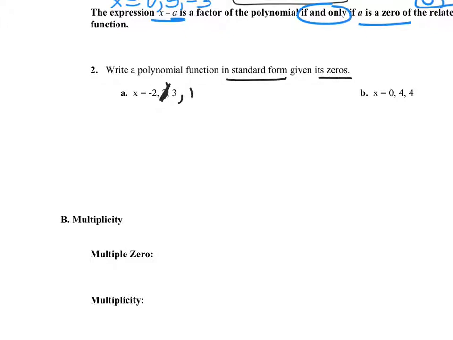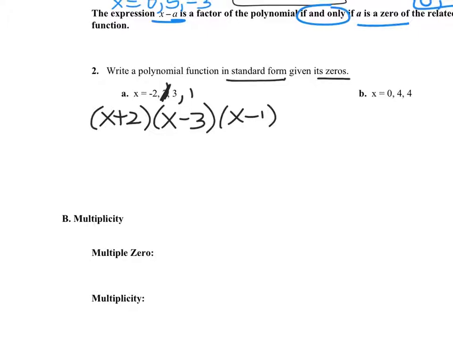Now, I'm not going to jump straight to standard form. I'm going to write it in its factored form first, and then I'm going to FOIL it all out. So if negative 2 is a 0, that means the factor that goes with that is x plus 2. It's the opposite, right? If 3 is a 0, then x minus 3 is the factor that goes with that one. And what would be the factor that goes with 1 as a 0? X minus 1.